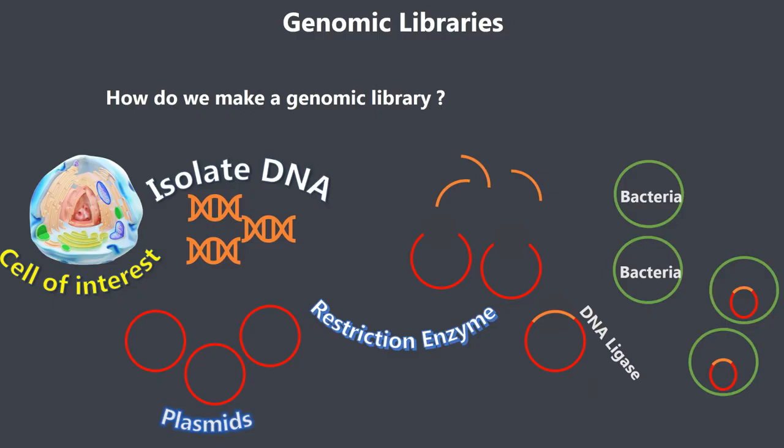So basically what we end up with here are thousands of bacterial cells, all with different sections of the DNA. Combined, all these different sections form the original genome that we have, but they are basically much smaller sections. They are much easier to work with, and this combination of all these different cells forms our genomic library.